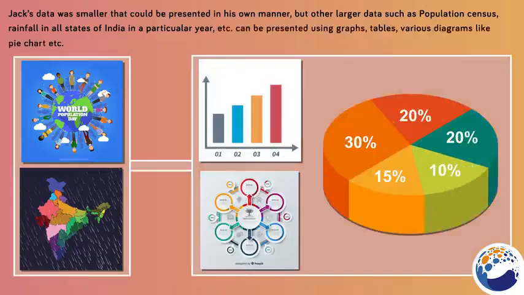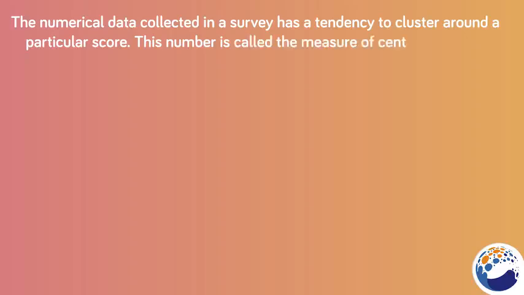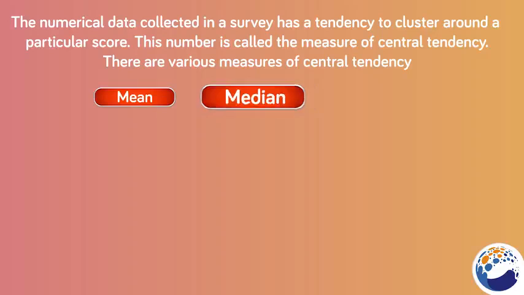like pie chart, etc. The numerical data collected in a survey has a tendency to cluster around a particular score. This number is called the measure of central tendency. There are various measures of central tendency: mean, median, and mode.